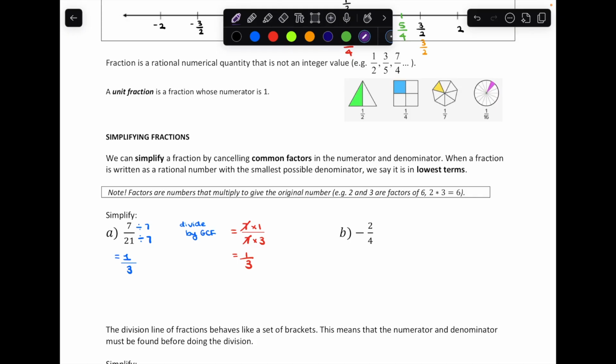The next question here is we have negative 2 over 4. Our greatest common factor here, again, we can divide both 2 by 2 and 4 by 2. And we get an answer that is equal to negative 1 over 2, because 2 divided by 2 is 1, and 4 divided by 2 is 2, and we still have the negative value. Again, just a note here, you never want to leave the negative in the denominator.